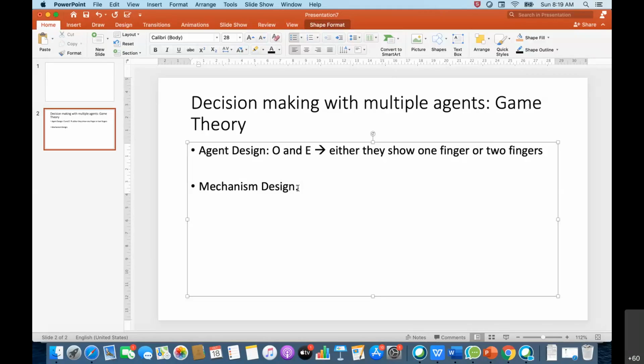So for multiple agents, this is how we are going to define the mechanism.